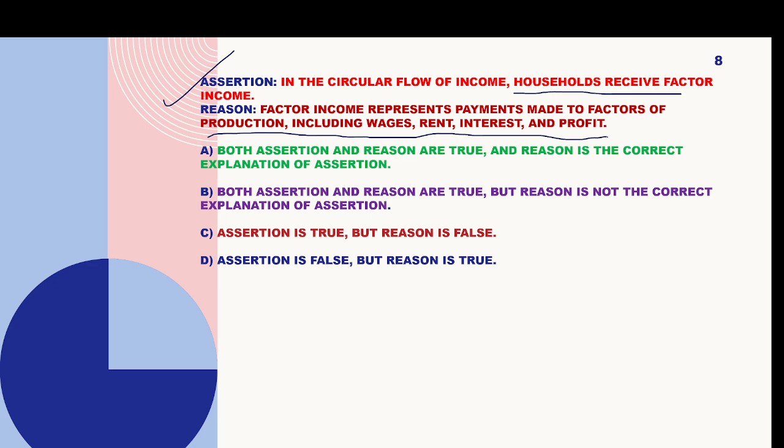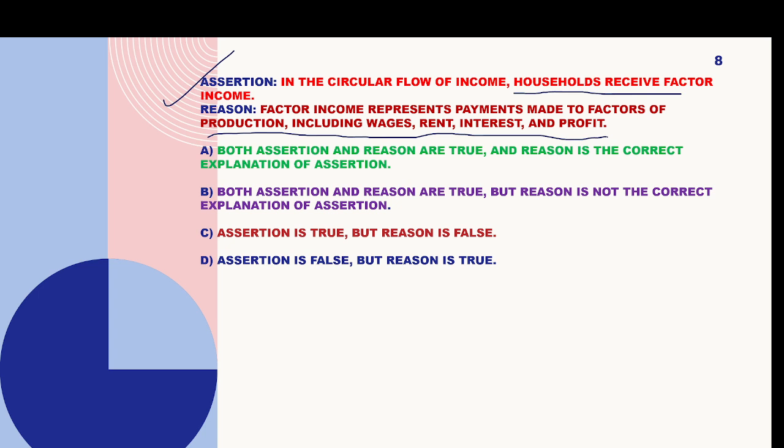Third one, the assertion is true, but reason is false. Fourth one, D, assertion is false, but reason is true. Students, first of all, think about which is true, which is false. Is the reason correct?